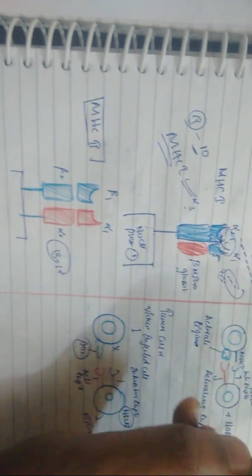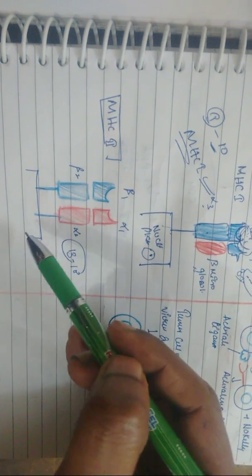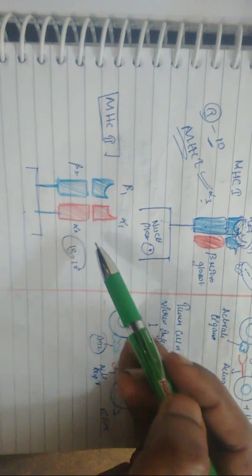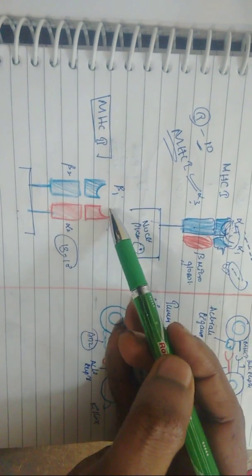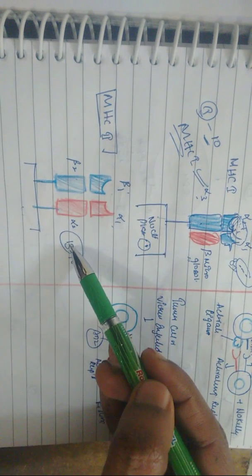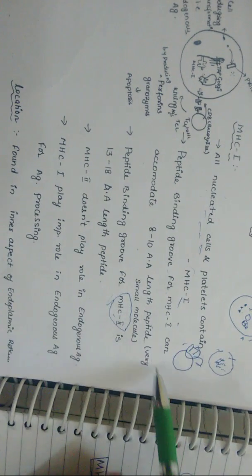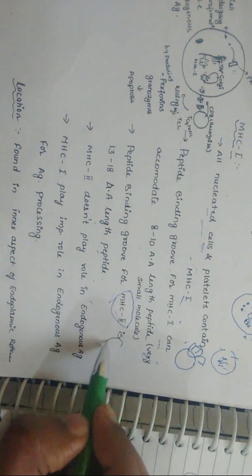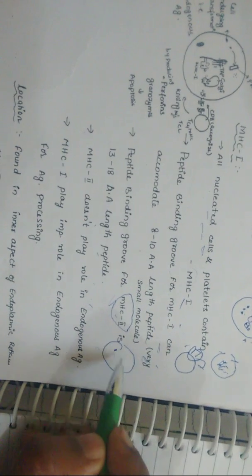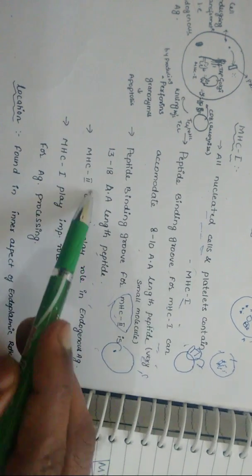Whereas if you see the MHC2 structure, which is present on antigen presenting cells like macrophages, you have alpha 1, beta 1 and alpha 2, and you can see the groove here. This peptide groove can accommodate 13 to 18 amino acid length. That's what's written in your notes: the peptide binding groove for MHC2 is 13 to 18, whereas for MHC1 it accommodates 8 to 10 amino acid length, a very small molecule. Now understand that MHC2 doesn't play a role in endogenous antigen. That means if some antigen is present inside, to present it to the T cells, MHC2 doesn't play any role.